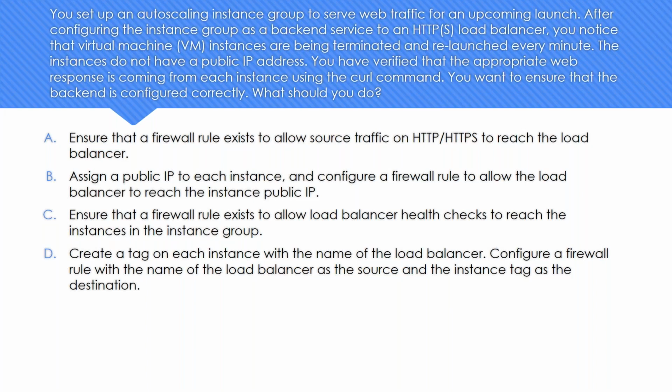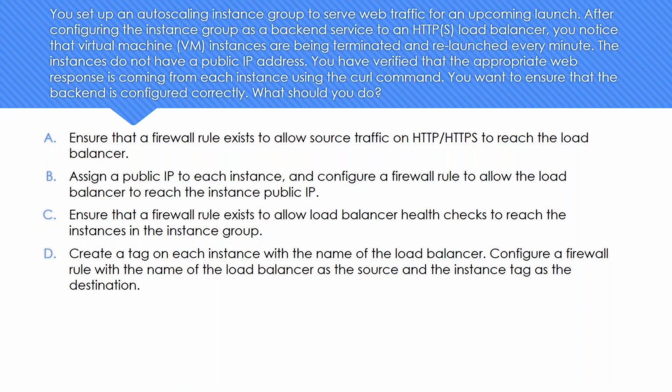Option C: ensure the firewall rule exists to allow the load balancer health check. There was a health check which we had done, and we had attached the same health check to our MIGs and to be used by the load balancer. It's a common health check so that the load balancer can reach out to the instances in your instance group and check whether they are healthy or not. If they are not healthy, it's going to send traffic to a new VM. So this firewall rule should be opened there.